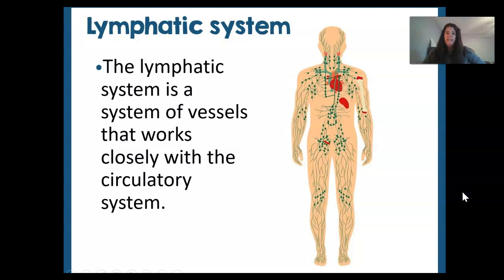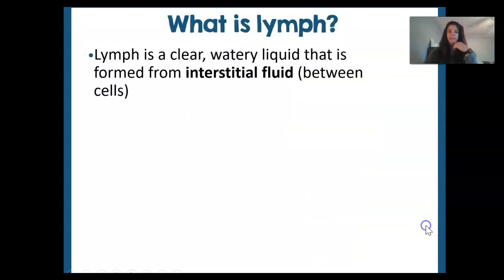The lymphatic system refers to a system of vessels that works very closely with the circulatory system. That's why we have it in this particular unit, so that you can see how it works together with the blood vessels that we've talked about during class.